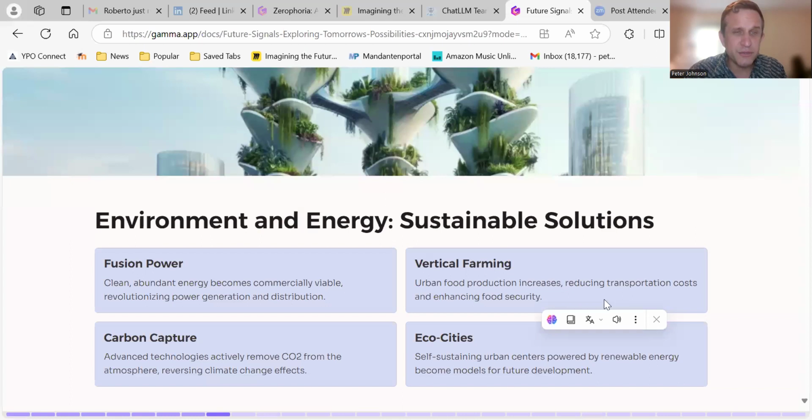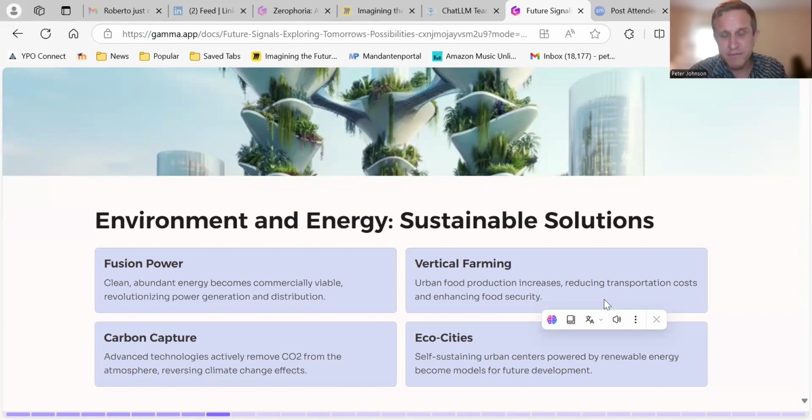Again, environment and sustainable solutions, fusion power, there's plenty of companies researching it. We see vertical farming starting already in some big cities. We see more and more cities moving towards being eco-cities, but not yet fully there. But what if in the future cities could be fully powered by renewable energy?